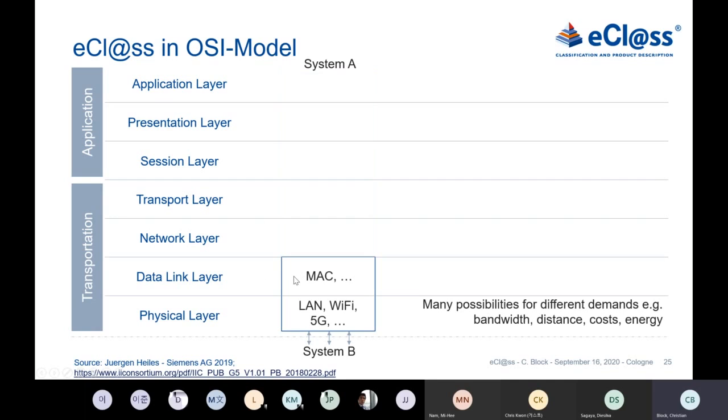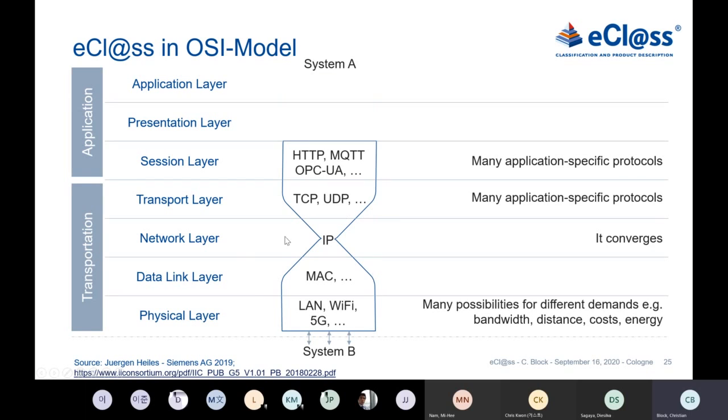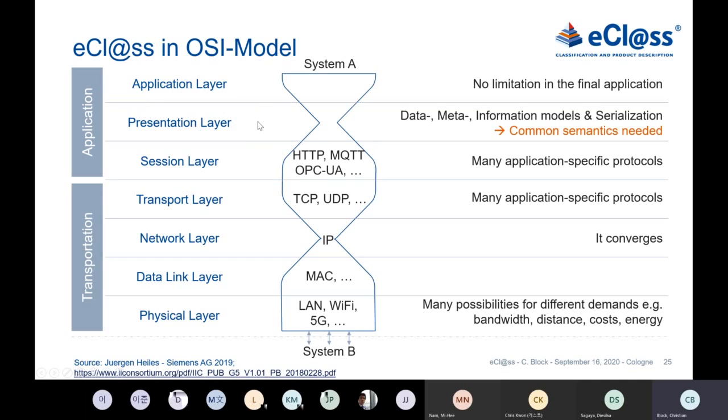So in the last years, there were many standards for different layers developed, and we see it converge in the IP on the network layer. And then we have different transport layers and session layers. Of course, we need them because we have different requirements. But, and this is the main message I wanted to give to you, we need a standard on the presentation and application layer. So we need a common data or meta model and information models and serialization models to define common semantics to be interoperable between the systems.